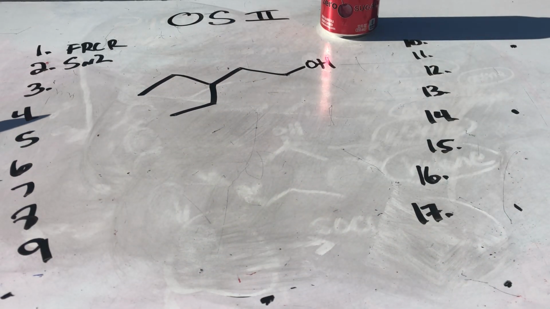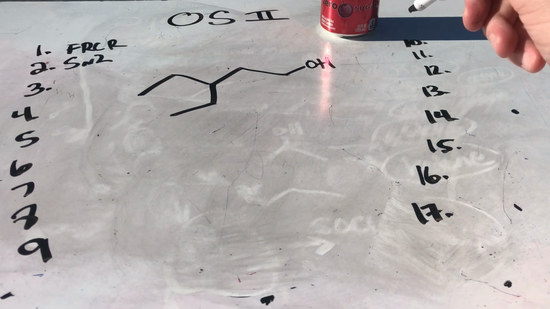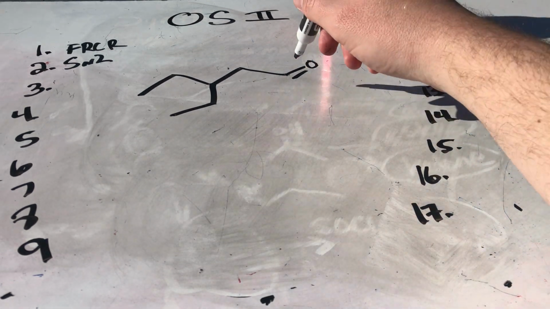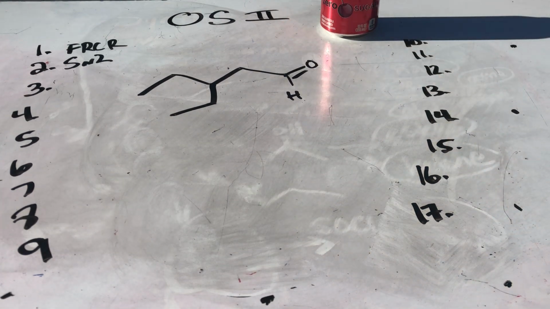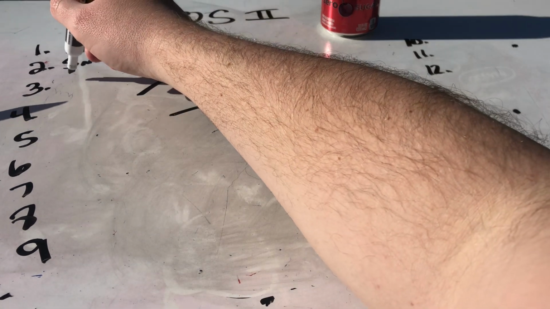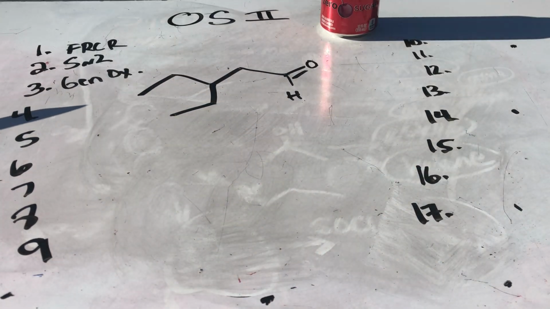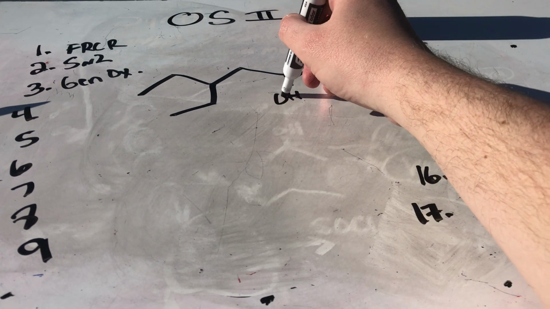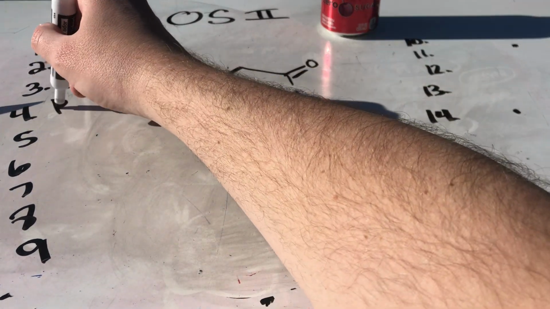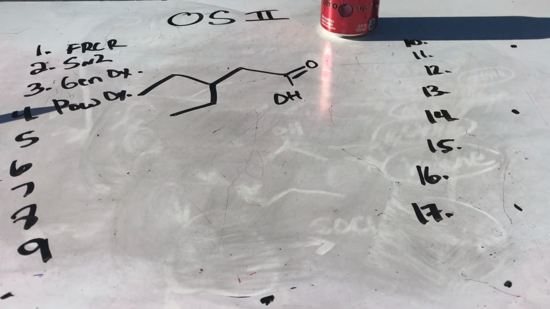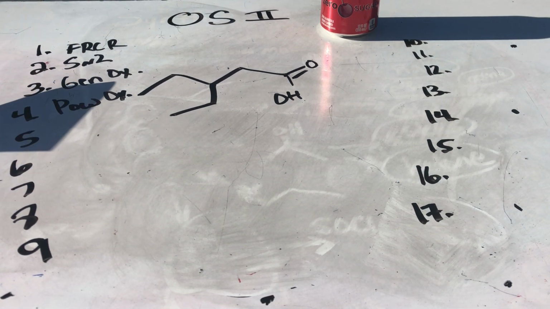Number three says pentanal. You might remember that "al" is the ending for aldehyde. So that one looks like that. If you want to throw on an H down here at the bottom, you can, but you don't have to. So that would be gentle oxidation for number three. Number four, we're converting it to the acid, basically like this. That would, of course, be powerful oxidation.